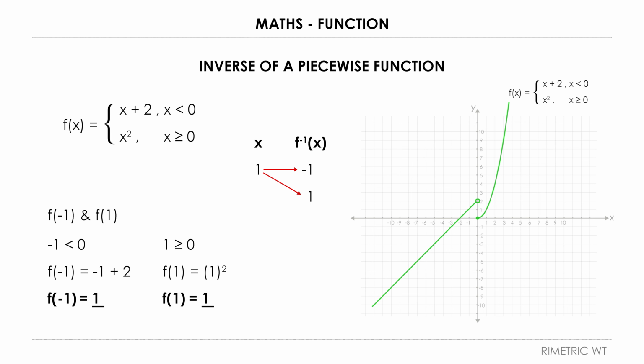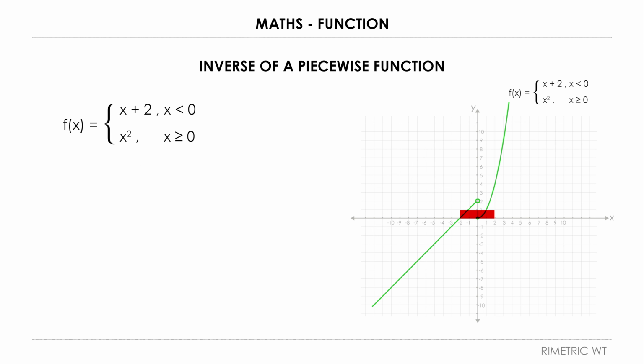To do this, we need to remove the overlapping part of the ranges from one of the pieces. In this case, we can restrict the domain of the first piece from x less than 0 to x less than negative 2. This gives us the new piecewise function, f of x equals x plus 2 when x is less than negative 2, and f of x equals x squared when x is greater than or equal to 0. Here, we can check the graph of the restricted function with a horizontal line test to see it is indeed a one-to-one function, as illustrated here on our screen.